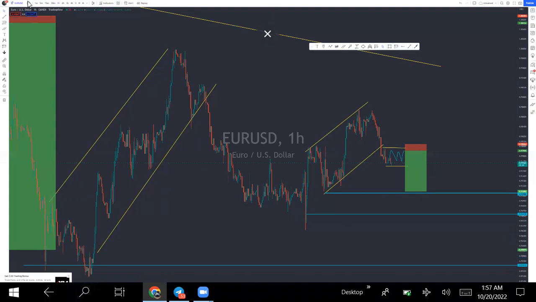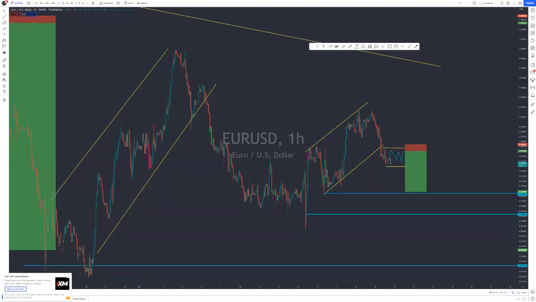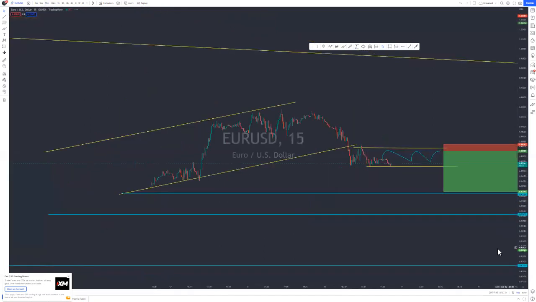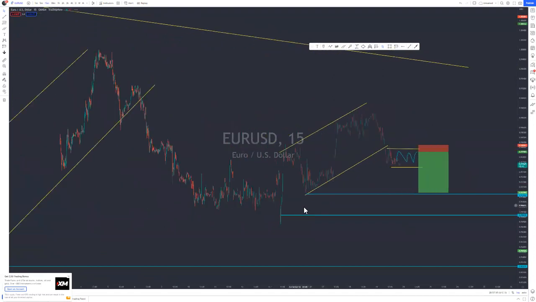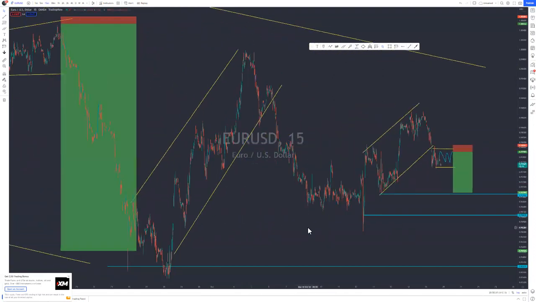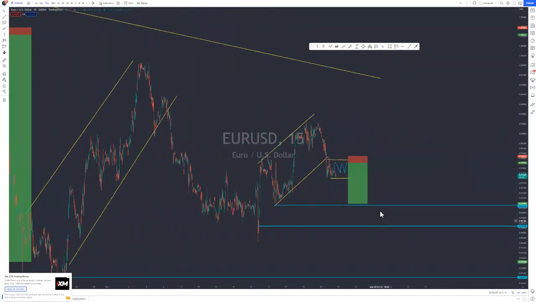Okay, so as we go into the 15 minutes, M15 is the time frame which will show you. You see on the M15, guys, the pattern starts to show itself. So if we break that level, we are coming to this level.